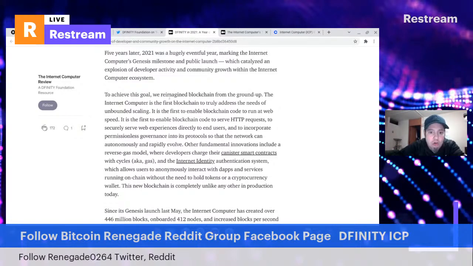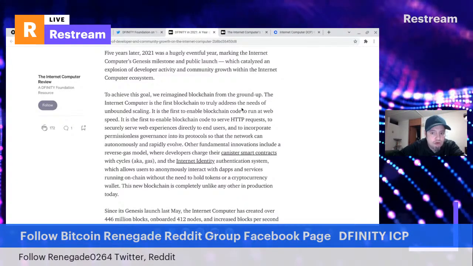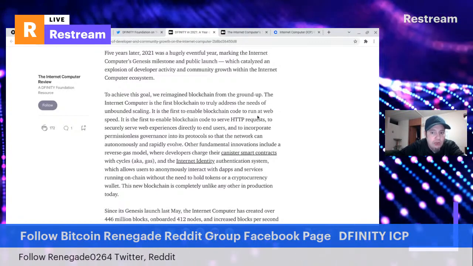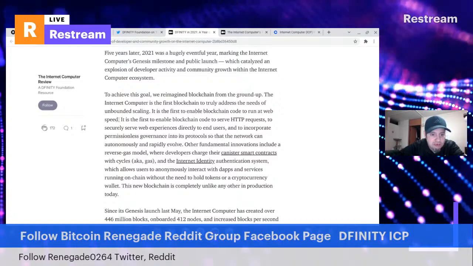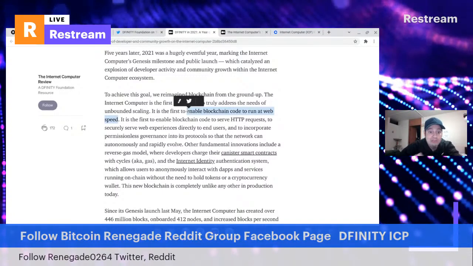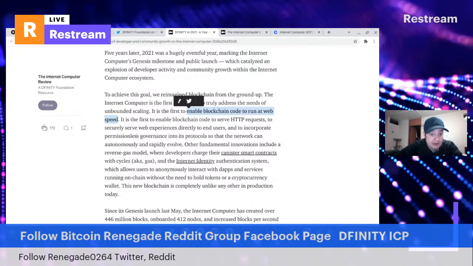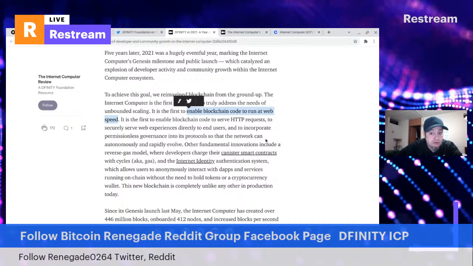So to achieve this goal, we reimagined blockchain from the ground up. The Internet Computer is the first blockchain to truly address the needs of unbounded scaling. It is the first to enable blockchain code to run at web speed. This is what I was talking about. It actually runs at internet speed on the blockchain. If you don't understand, that is freaking huge. It is also the first to enable blockchain code to serve HTTP requests to securely serve web experiences directly to end users, and to incorporate permissionless governance into its protocol so the network can autonomously and rapidly evolve.